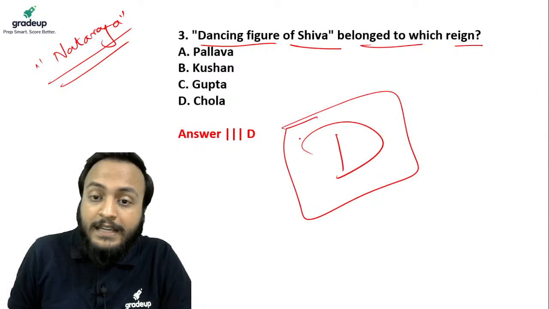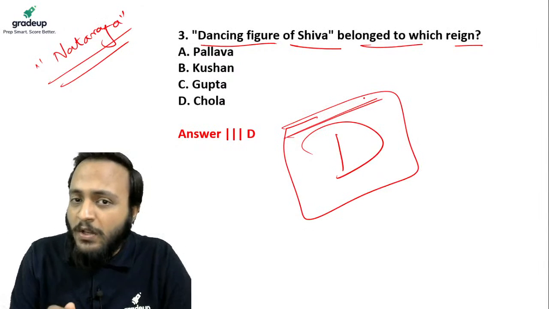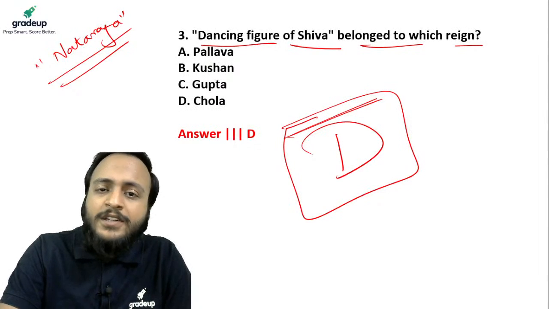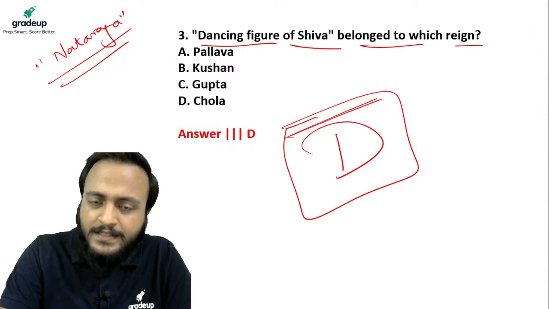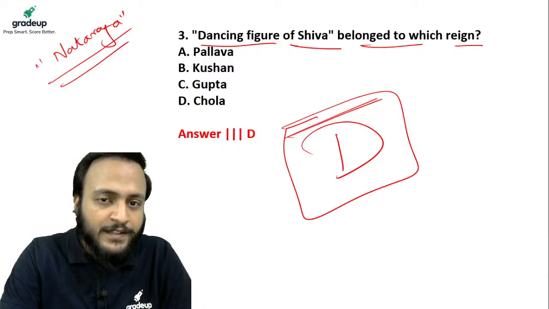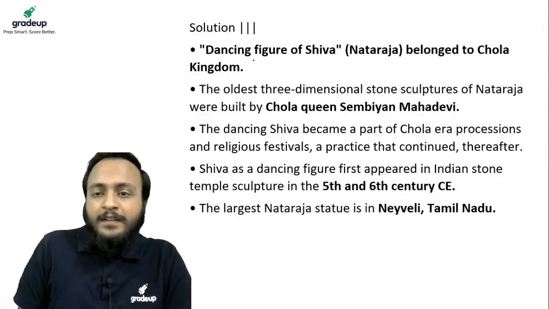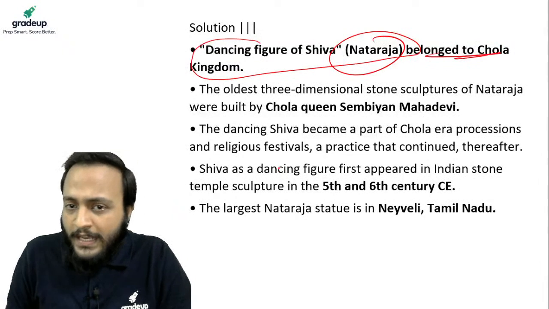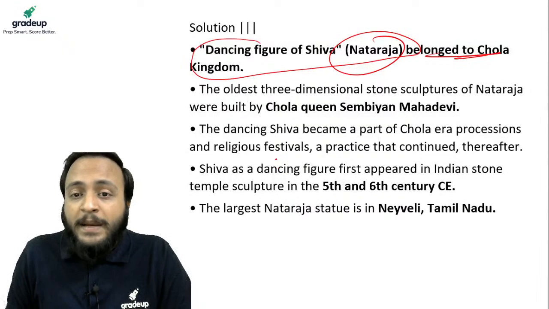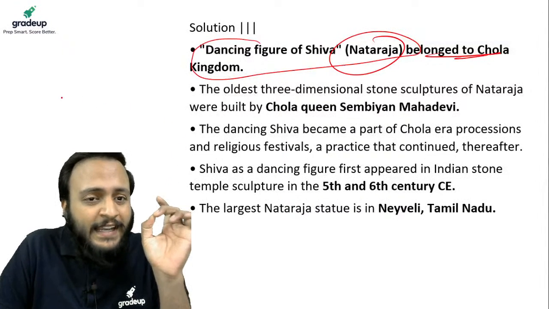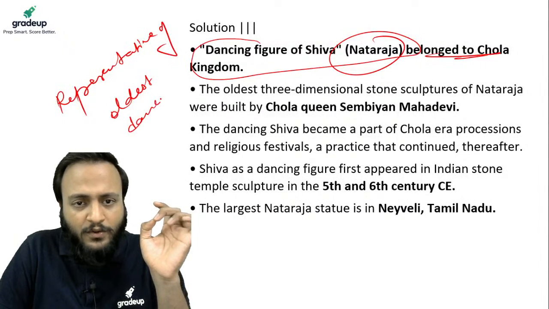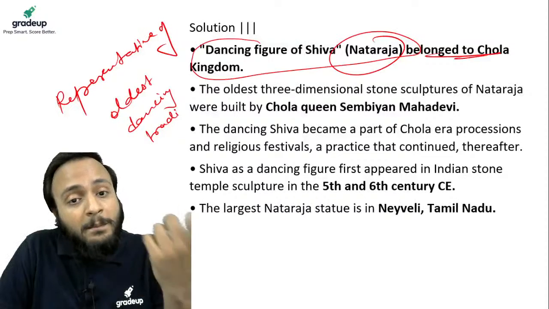D, Cholas. Even though this question belongs to the ancient period, it is a part of culture, and any cultural news in current affairs may be asked as part of current affairs. So here, this dancing figure of Shiva, called Nataraja, belongs to the Chola Kingdom. And by the way, it is the representative of the oldest dancing tradition.